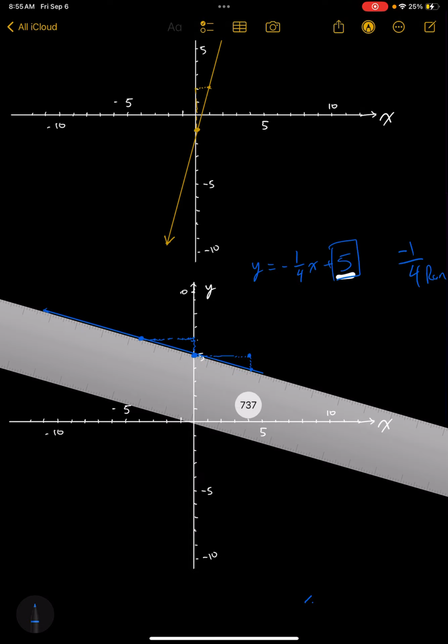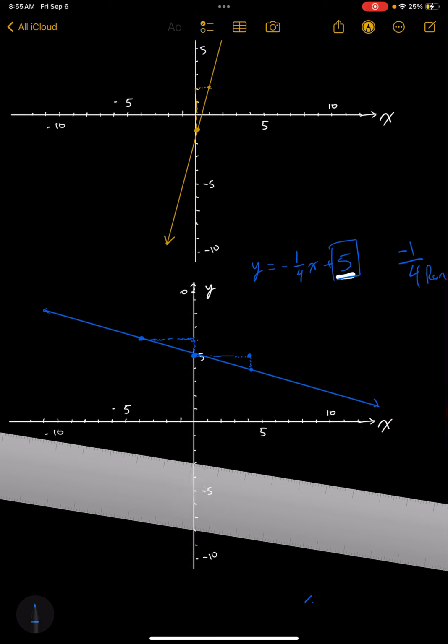And so we have our line that we can then graph. Put an arrow on both sides to indicate that it's going in both directions. And that is our minus 1 over 4x plus 5. Y-intercept at 5, and rise over run 1 over negative 4. Up 1, run in the negative 4 direction.